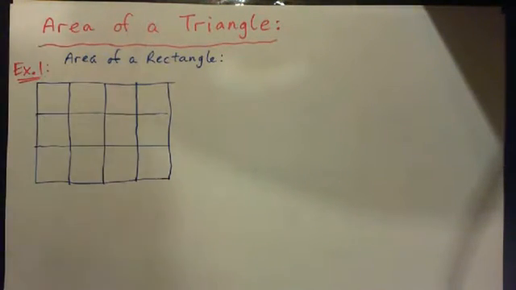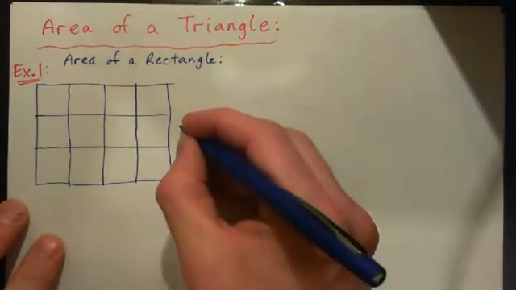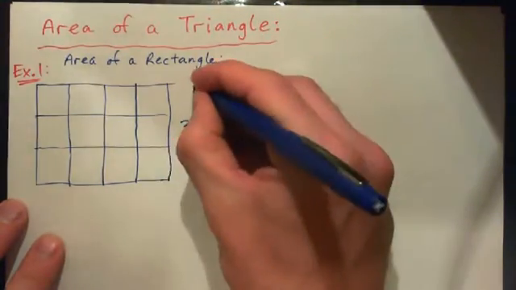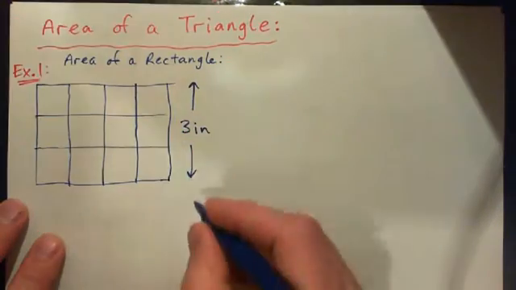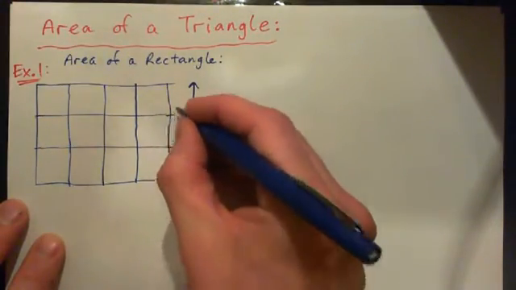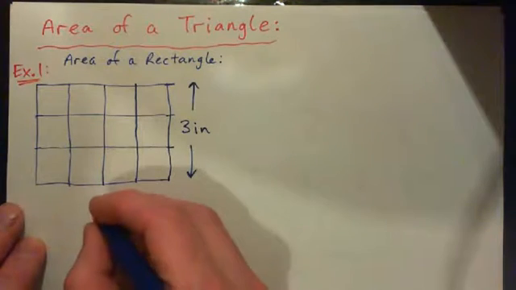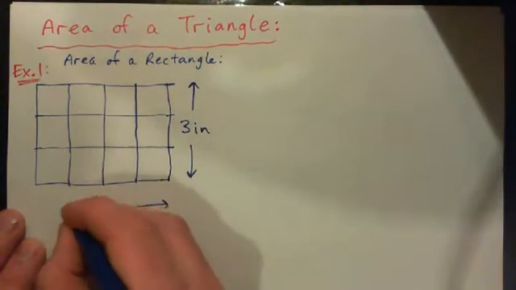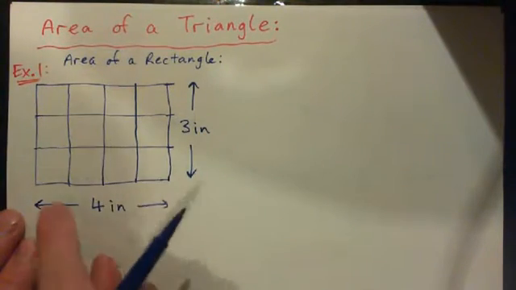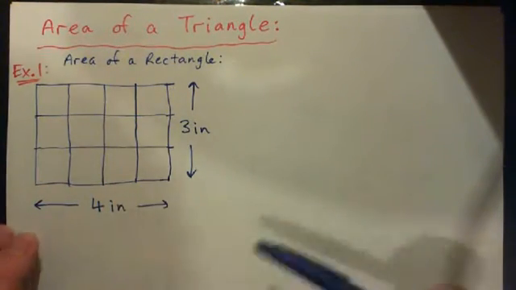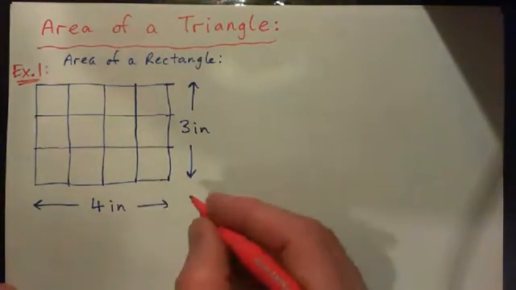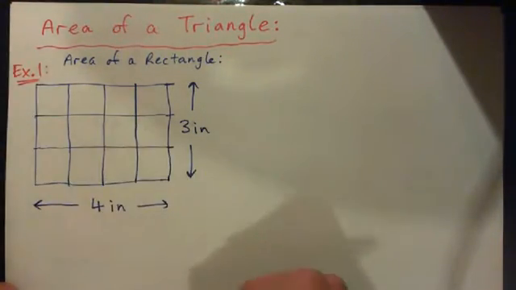of a rectangle. Okay, so imagine we had this rectangle here and it was 3 inches in this direction from here to here, so that's 1, 2, 3, right? And let's say it was 4 inches from here to here. IN is short for inches, so 1, 2, 3, 4. How many square inches would the area be? Each one of these squares are supposed to be the same size.